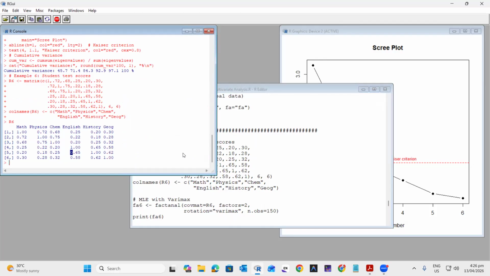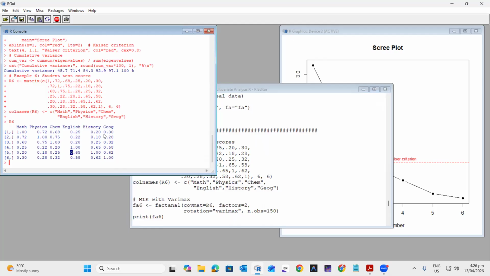So how will we interpret this one? We can see that math, physics, and chemistry are strongly correlated, while English, history, and geography are highly correlated. So this suggests two different academic dimensions, science and humanities.